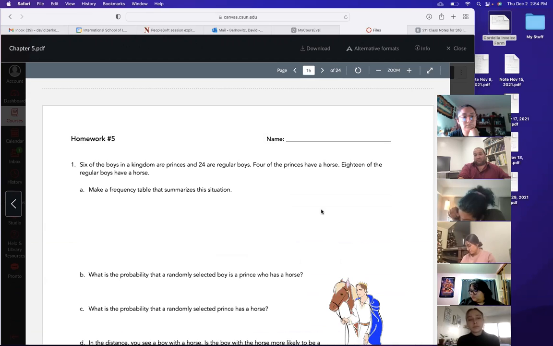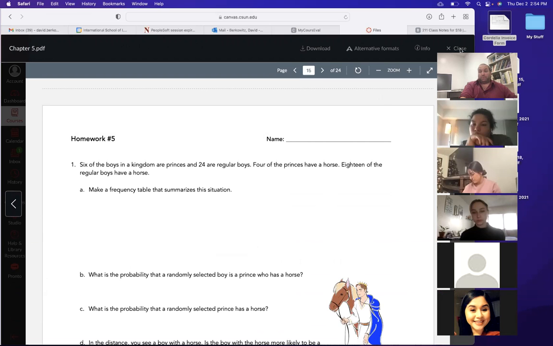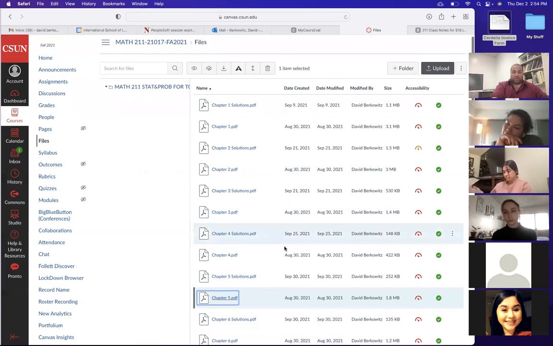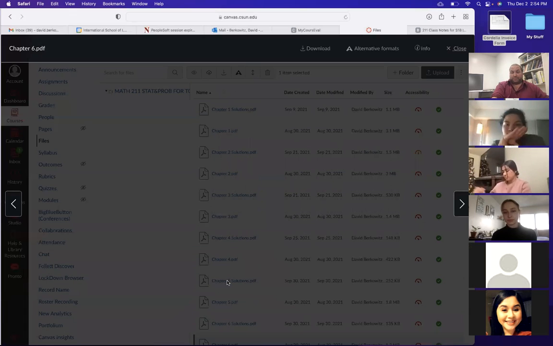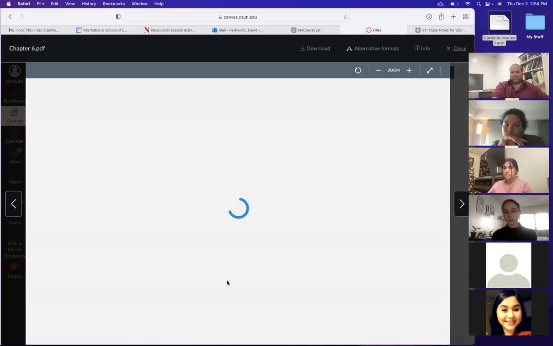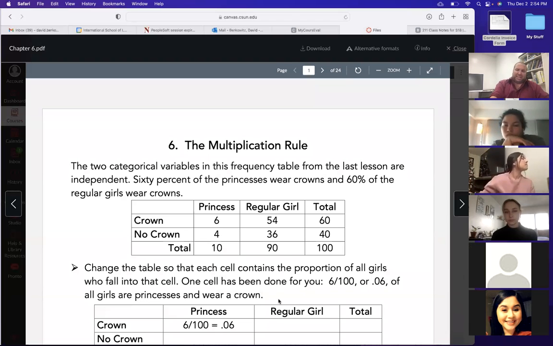And that takes us to the end of chapter 5. So we are moseying right along here. And I've never moseyed before, but apparently moseying seems like a pretty cool thing to do because we are moseying right along. All right, chapter 6. The multiplication rule.